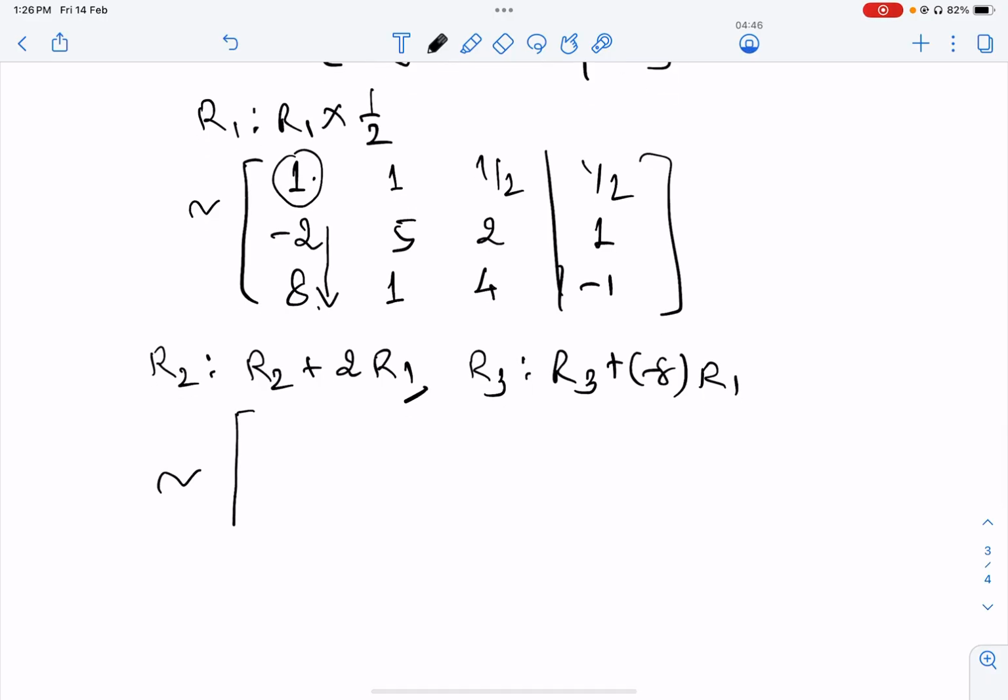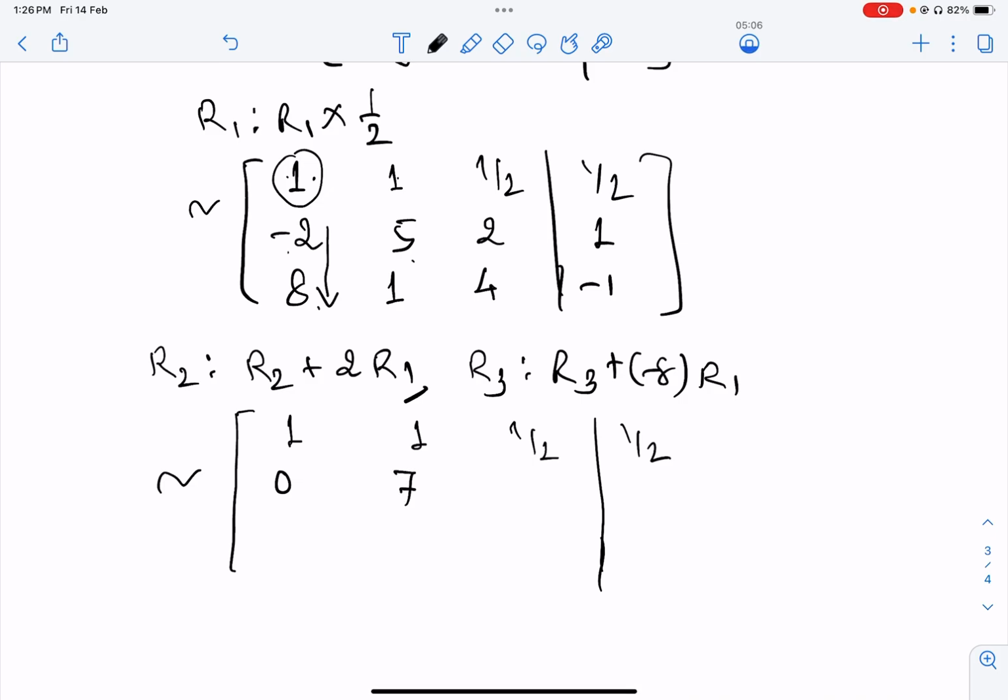So first row remains as it is: 1, 1, 1 by 2, 1 by 2. Now we are multiplying the first row with 2 and then adding. So 2 minus 2 is 0. This is 2 and 5, so that will be 7.